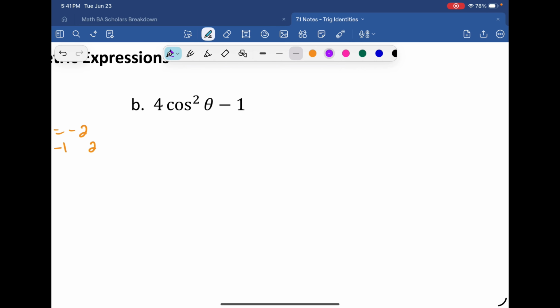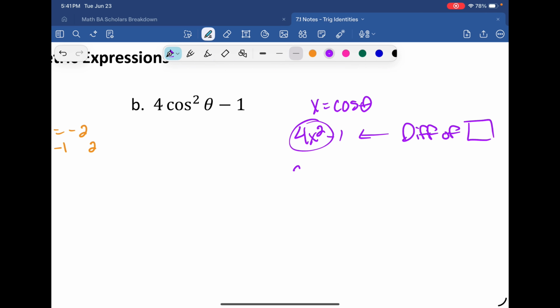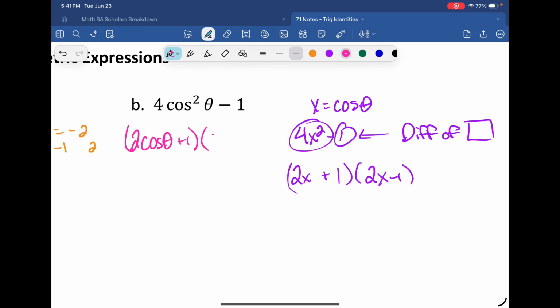If we do it like we did example A here, let's say let x equal cosine. So we've got 4x squared minus 1. This is a difference of squares. So it factors into the conjugate pairs, which are the square roots. So the square root of 4x squared is 2x. Square root of 1 is 1. And the conjugate pairs, we add them. Subtract them. So we get 2 cosine theta plus 1, 2 cosine theta minus 1.